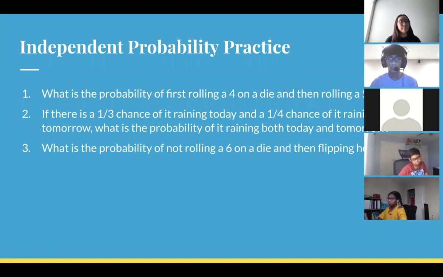What is the probability of not rolling a 6 on a die and then flipping heads? Remember, they're asking the probability of not rolling a 6. So you want any number except 6.